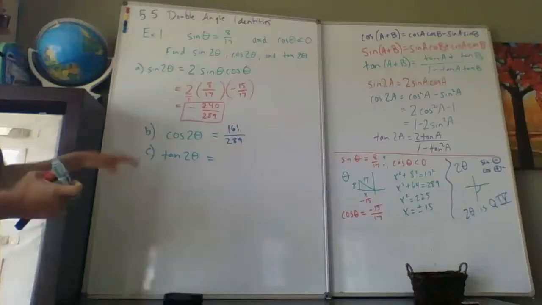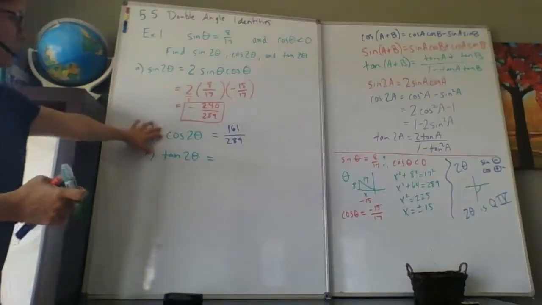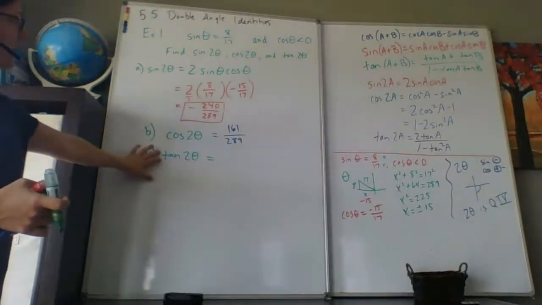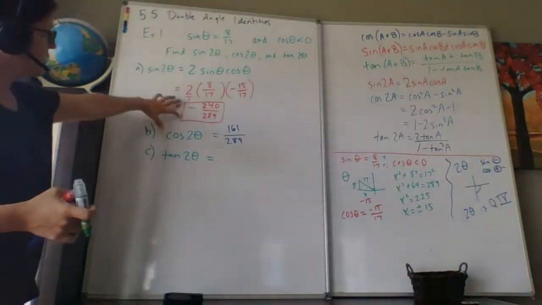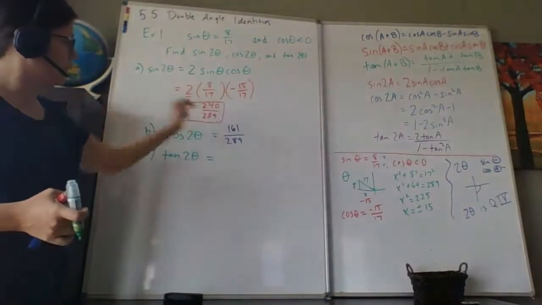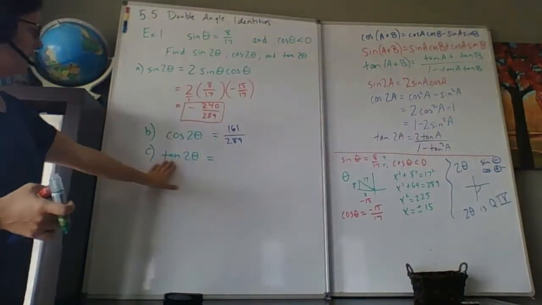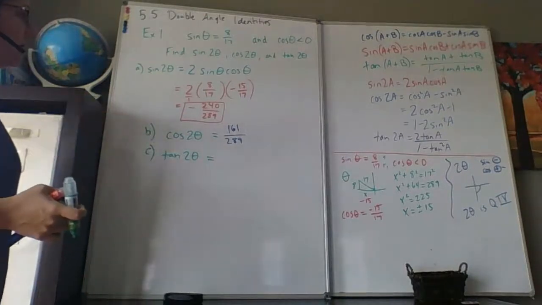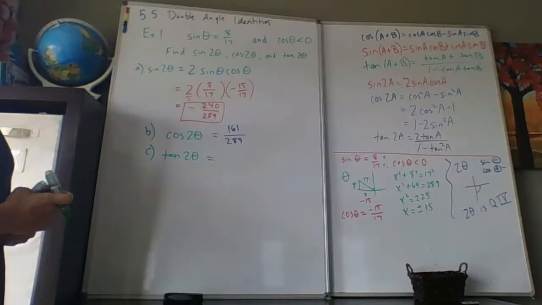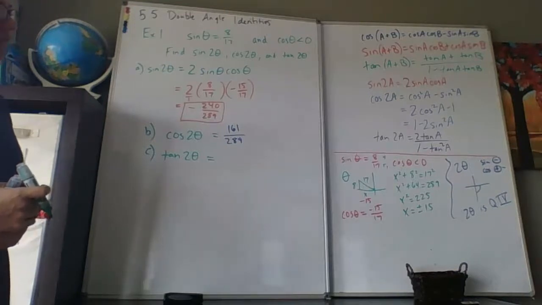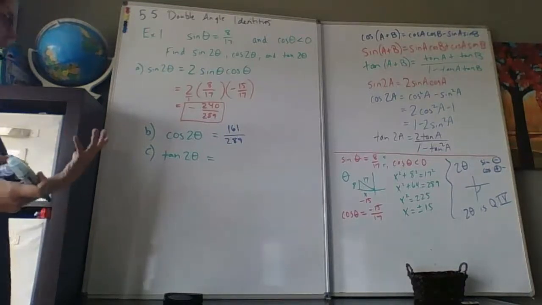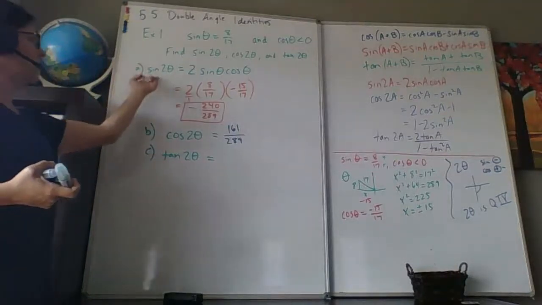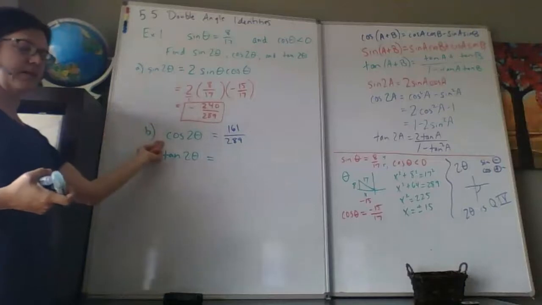Now that we have the sine of 2 theta and the cosine of 2 theta, the best way to find the tangent of 2 theta is simply to take the sine and divide it by the cosine, since we know that tangent of an angle is sine of that angle divided by cosine of that angle. However, just to practice using the double angle identity for tangent, I will go ahead and do that. So this would be the way that you would do it if we didn't already know sine of 2 theta or cosine of 2 theta.